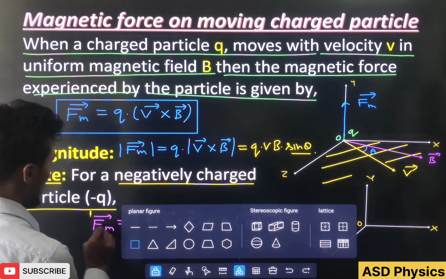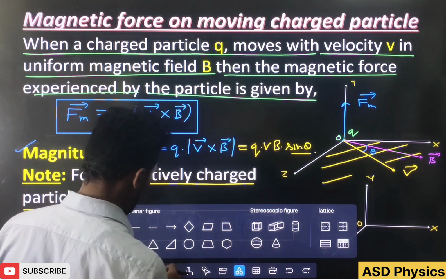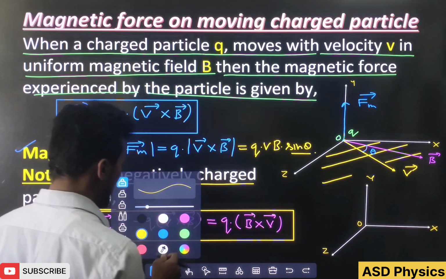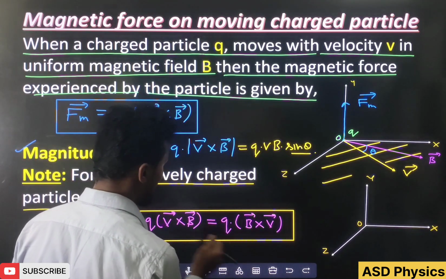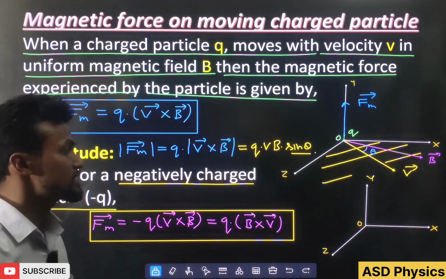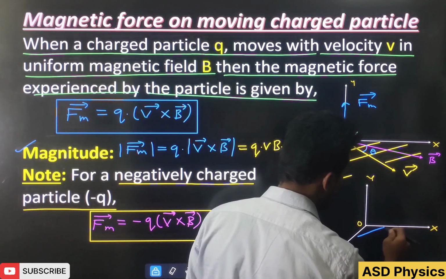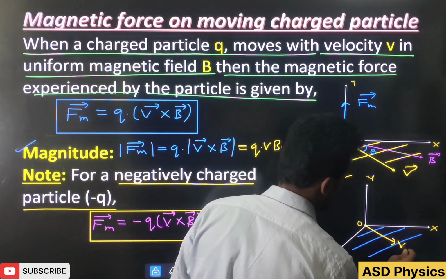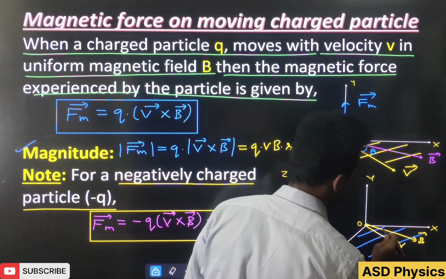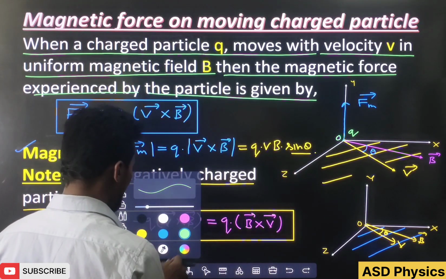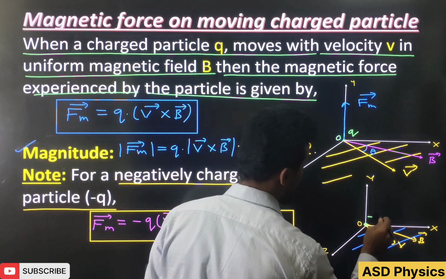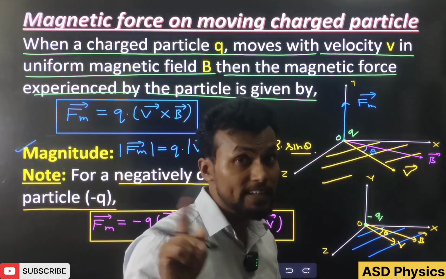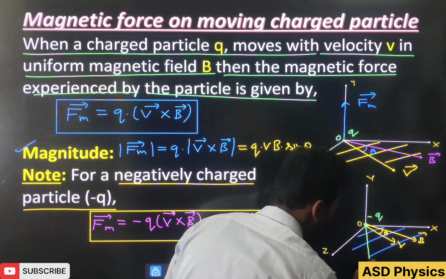Let me draw the box here. This is the formula for the negative charged particle, and here I don't put the minus sign now, because instead of V cross B I have written B cross V. Just try to understand, this is the plane. Again I will draw, let's take this is the velocity, and let's take this is the magnetic field, making how much angle? Theta angle. Which charged particle is there? Minus Q charged particle. Then what will happen here? Here the minus sign is there. So if this force was acting along the Y direction, this force will act along the negative Y direction.